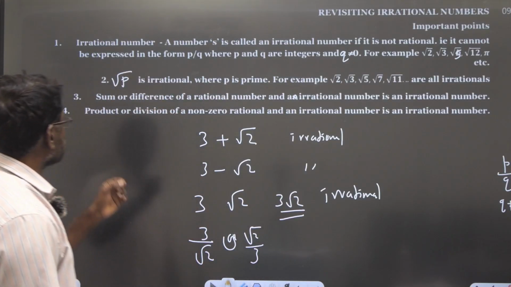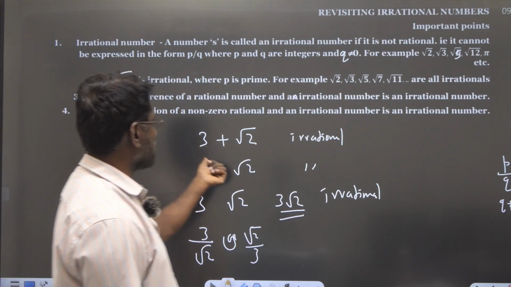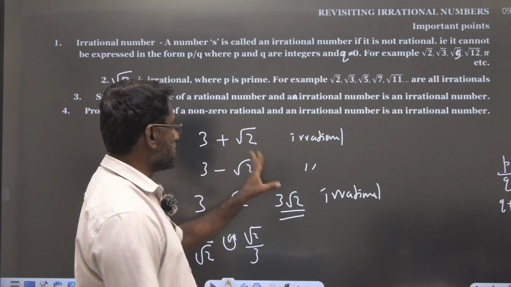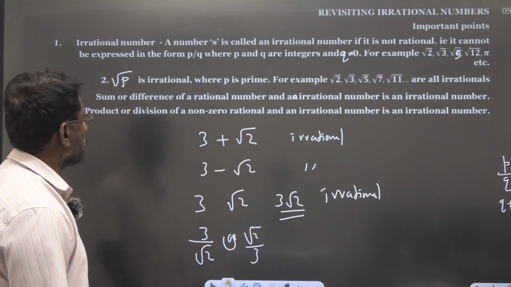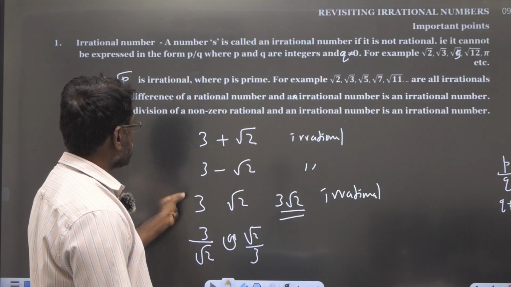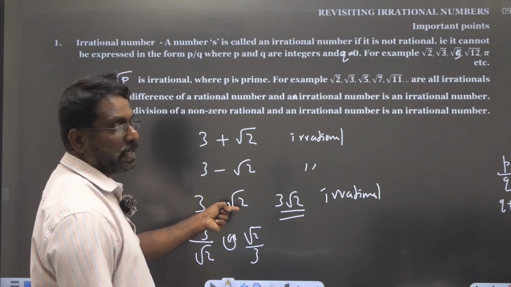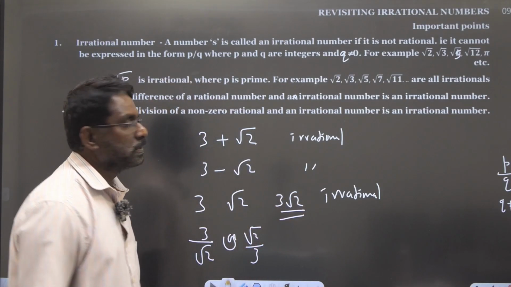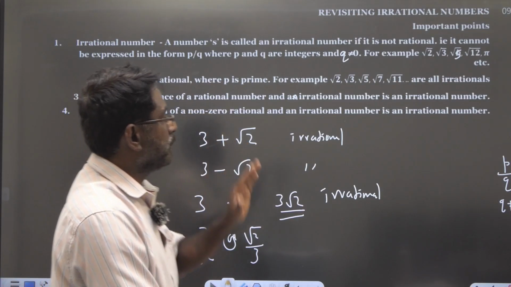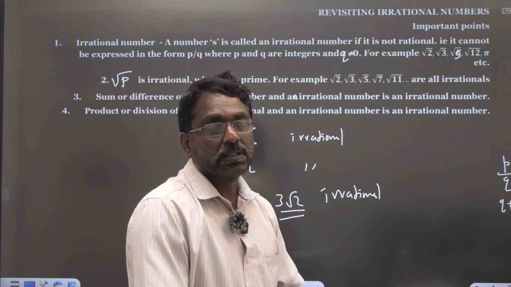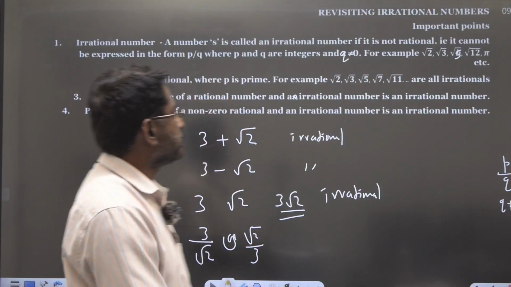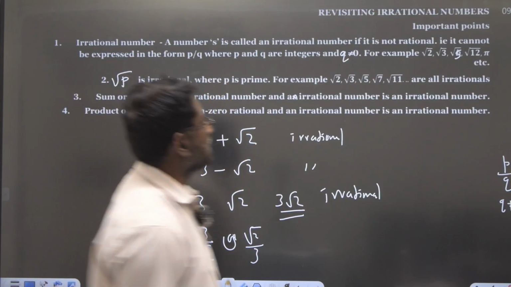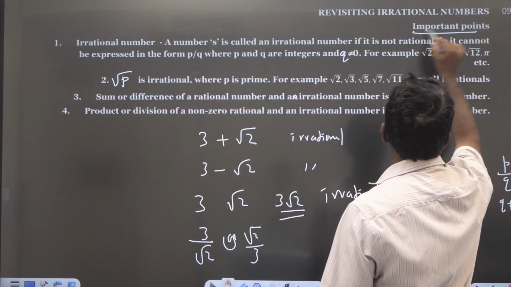That means sum or difference of a rational and an irrational number is irrational. A non-zero rational and an irrational number, its product is always irrational. Division is also irrational number. These are the main, very important properties of irrational numbers. Okay? You have to remember always these important points. Right?